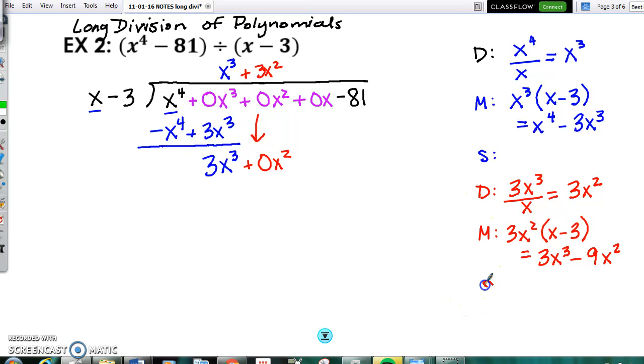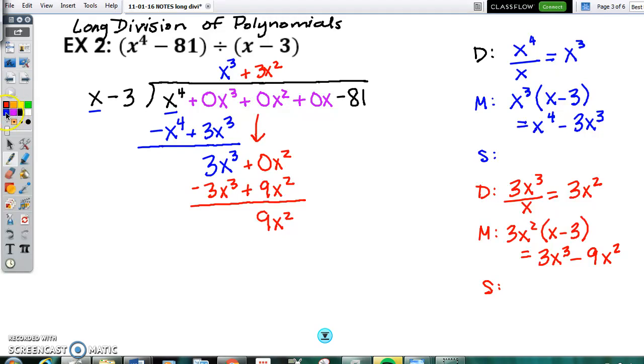Divide, multiply, subtract. So now we have to subtract what we just got. So minus 3x cubed, minus a negative 9 would be plus 9x squared. Just kidding, I meant subtract. So we already got the subtract signs in, so we can just add. So 0 plus 9, 9x squared. Now we drop it like it's hot. I'll use purple this time.